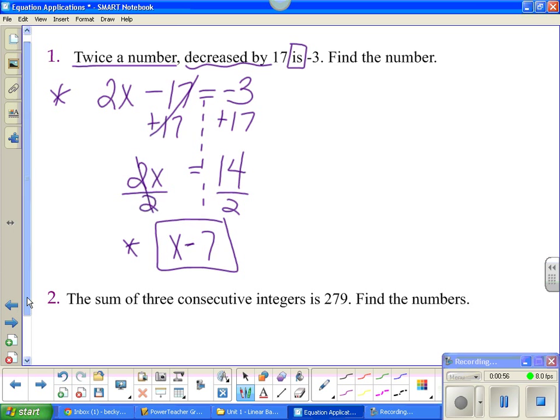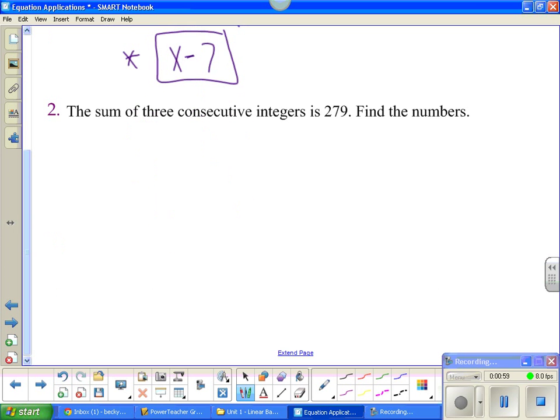Number 2, the sum of 3 consecutive integers is 279. Okay, here's my is. This is my favorite word. That means equals. Sum, that means plus. 3 consecutive integers. Integers just means numbers. It's just a fancy vocabulary word for numbers. 3 consecutive. If you win 3 consecutive baseball games or football games, then you've won 3 games in a row.